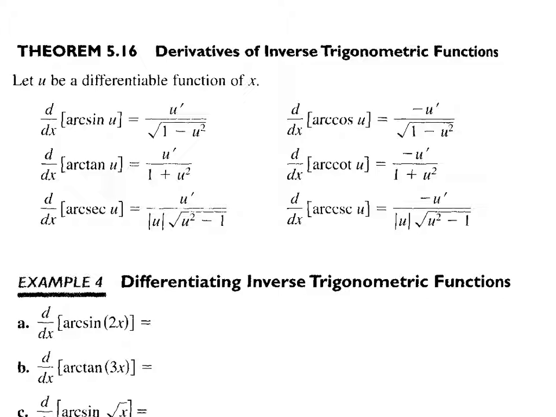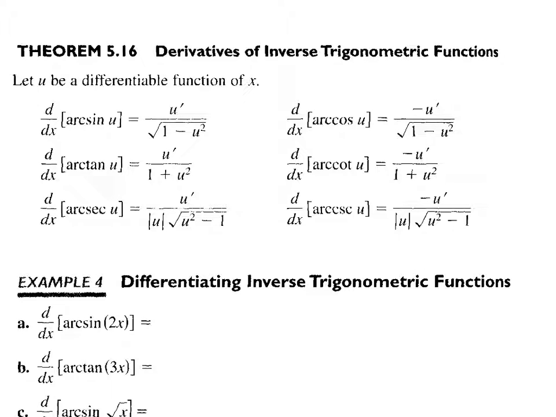But notice here the derivative of arc sine is u prime over the square root of 1 minus u squared. Whether this is a regular x, then u prime would just be 1, or whether we have a function in here, you're taking the derivative, putting it on top, and then the square root of 1 minus u squared goes on the bottom. That looks like the Pythagorean theorem, the denominator. It looks like there might be something in there derived from the Pythagorean theorem.